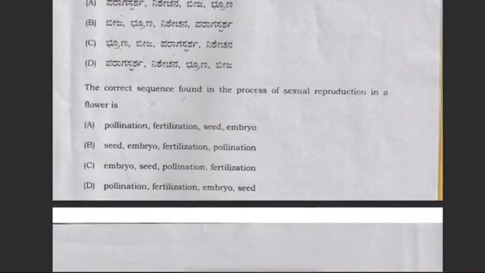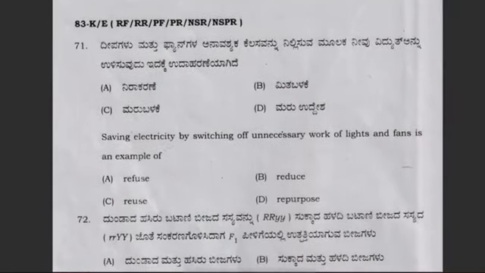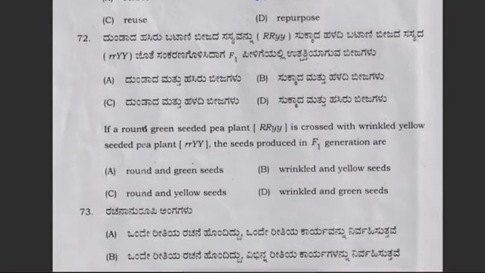The correct sequence found in the process of sexual reproduction in a flower is pollination, fertilization, embryo, seed. Saving electricity by switching off unnecessary lights and fans is an example of reduce, using less. If a round green seeded pea plant RRyy is crossed with the wrinkled yellow seeded pea plant rrYY, the seeds produced in F1 generation are.